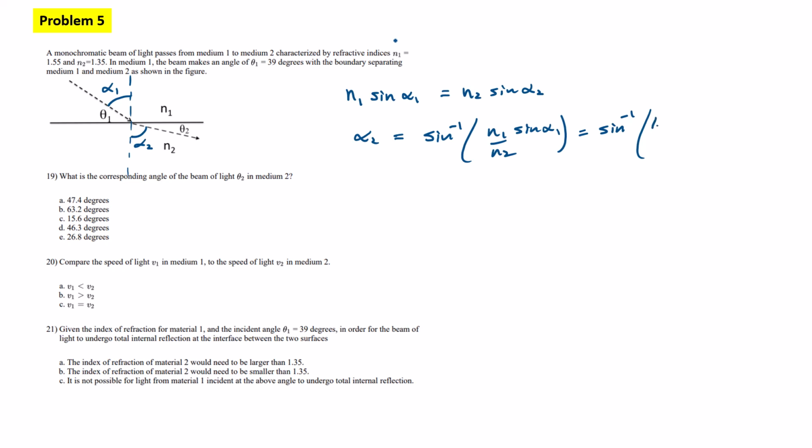N1, now I've got to be careful. This is 1.55 over 1.35, multiplied by sine. All right, so what is going to be our angle over here? That's 39 degrees from the boundary, so this here should be 51 degrees. You put those numbers in the calculator, and I got an alpha 2 which was 63.2 degrees. But again, theta 2 then has to be 90 minus this angle, which ends up corresponding to 26.8 degrees. All right, and that there looks like choice E to me.